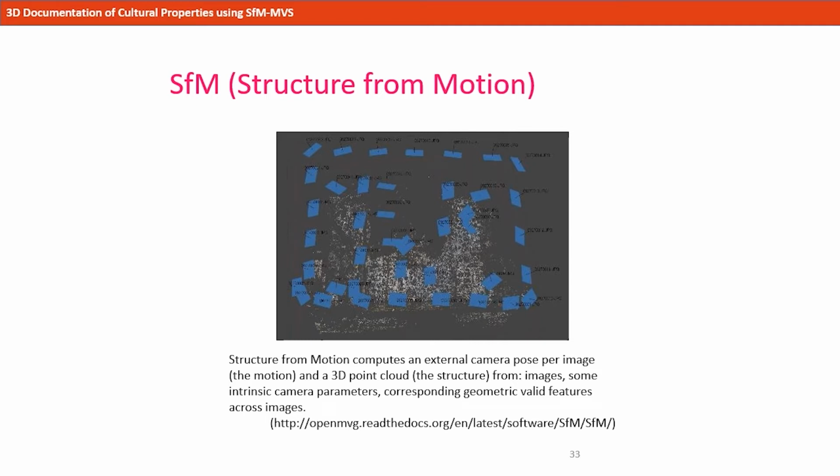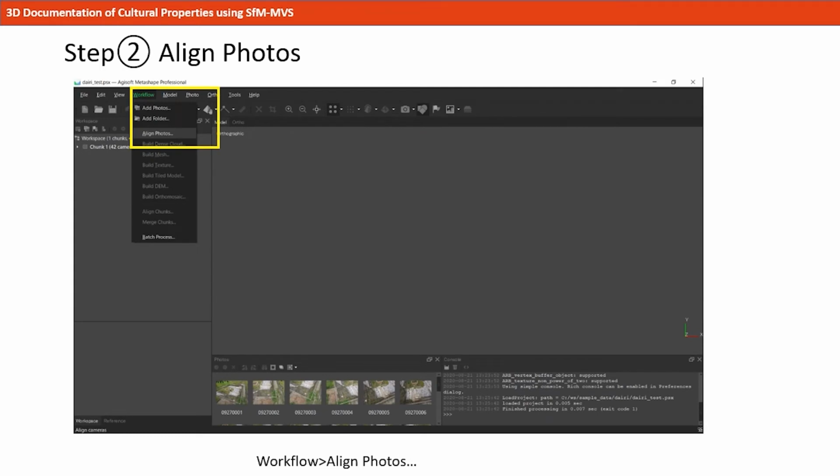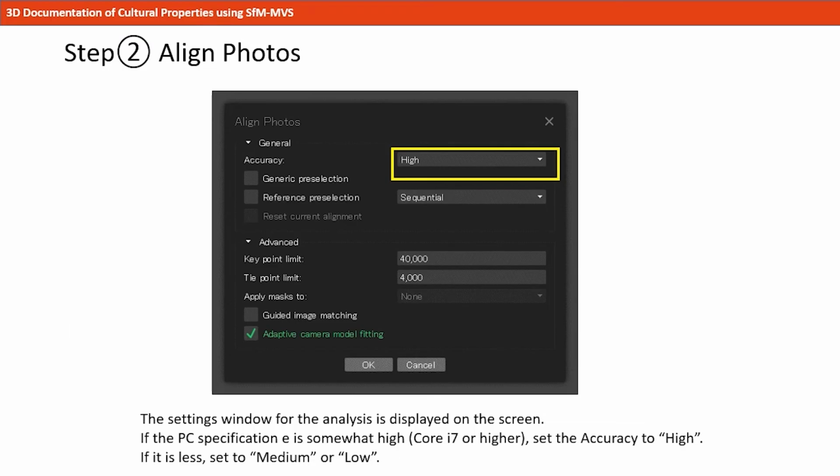First, left-click Workflow, Align Photos. Now the screen shows the settings window for the analysis. If the computer has a high specification, that is, Core i7 or higher, then set the accuracy to high. Set to medium or low if any lower. My Archaeological Research Methodology Laboratory regularly creates 3D models from TIFF, so the accuracy is set to the highest. Other settings are as shown on the screen.